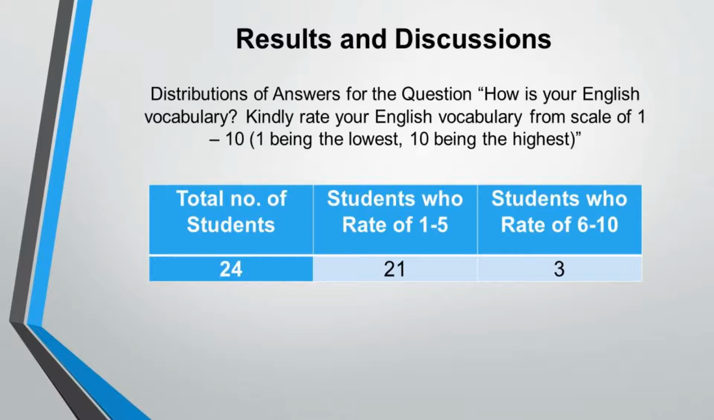So, 87.5% out of 24 students answered a scale of 5 and lower, while 12.5% out of 24 students answered a scale of 6 to 10. This result shows that the majority of the students are struggling with their English vocabulary.